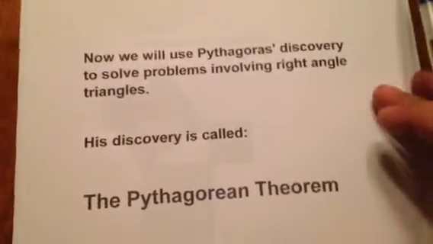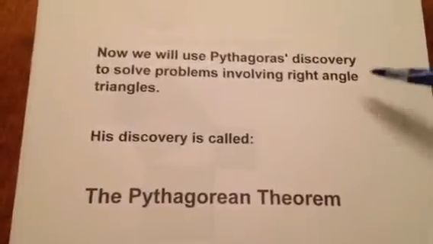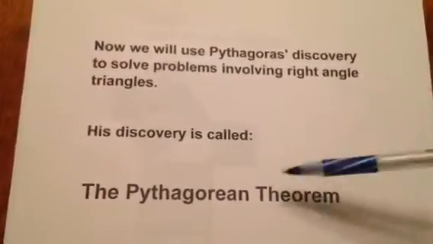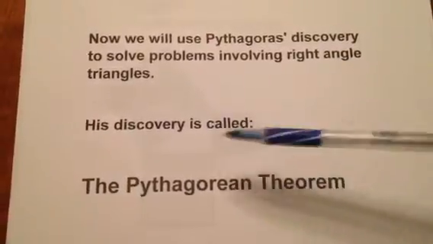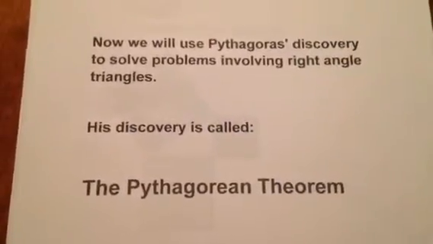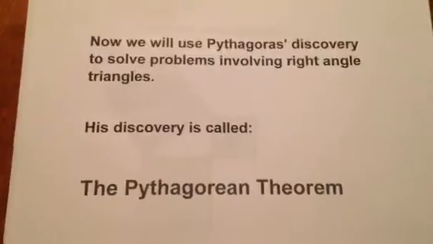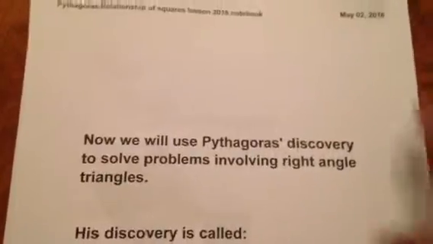So now we're going to use what we discovered in Pythagoras 1 to solve problems involving right angle triangles. And this discovery by Pythagoras is called the Pythagorean theorem. So this is going to be useful in solving problems.